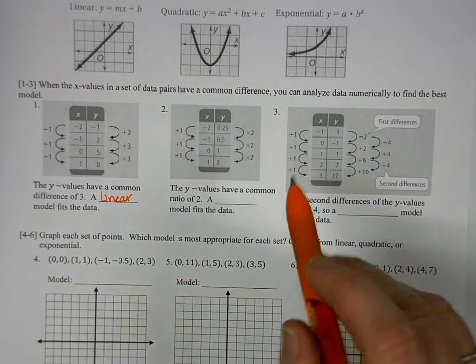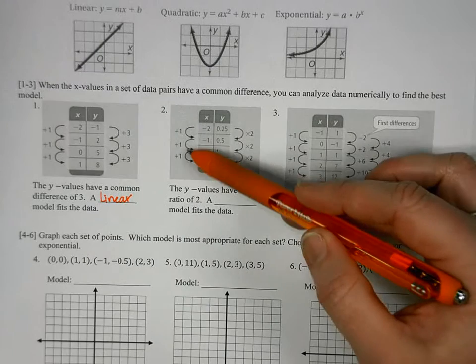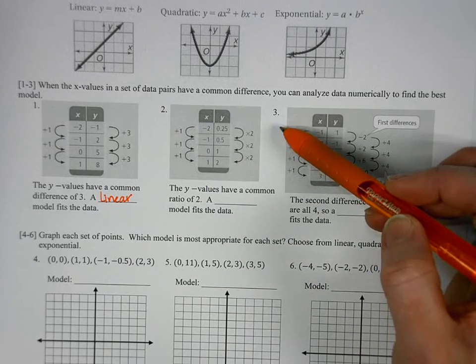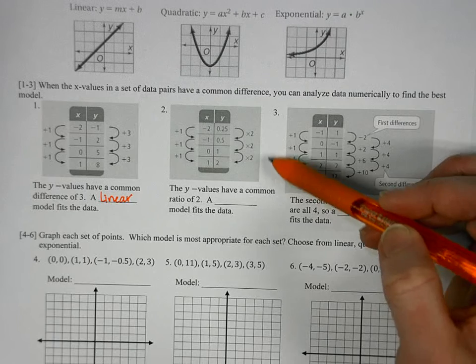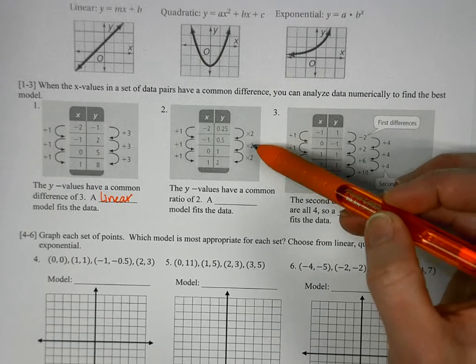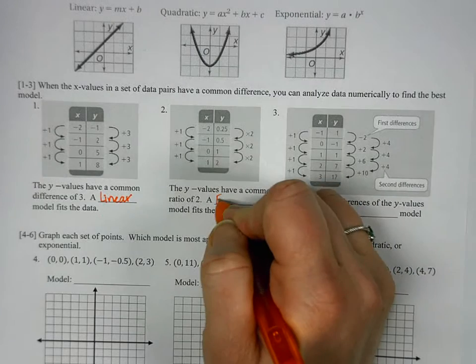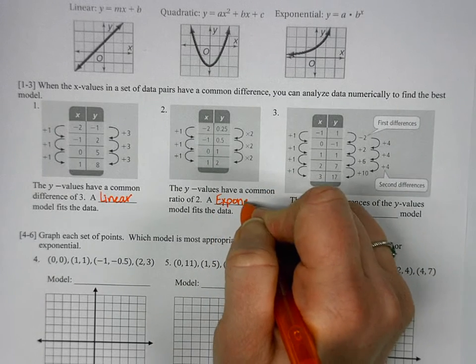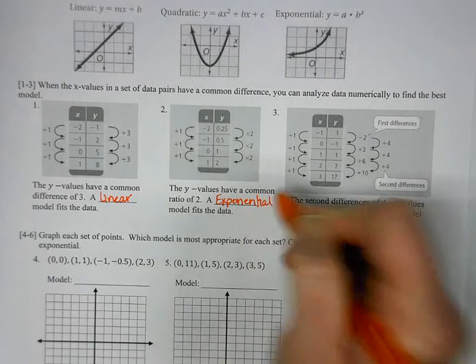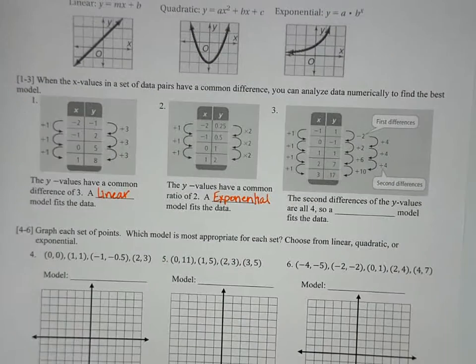Number 2, if x's are going up by the same and you have a constant multiple, so we're multiplying by the same number every time, that's exponential. So we call that the common ratio. Now, just like adding and subtracting could both be your common difference, multiplying and dividing can still mean you have exponential. So dividing would be like if you were halving the number every single time.